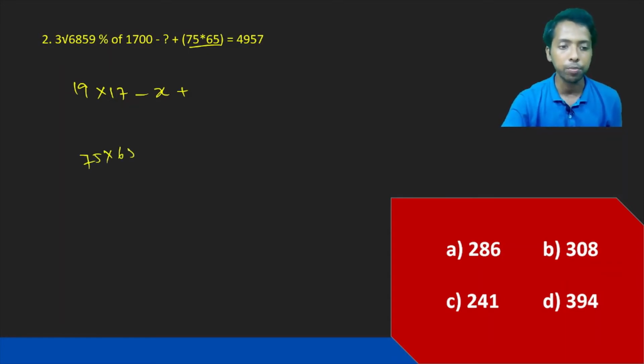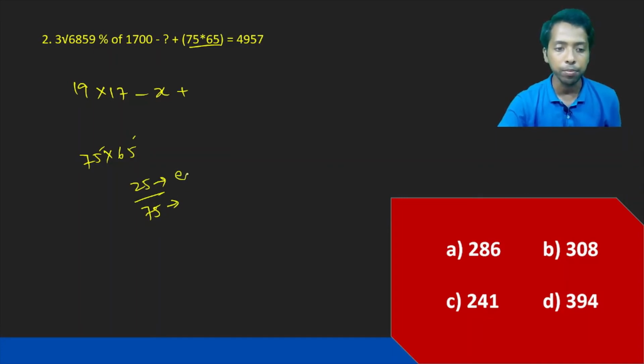75 into 65. So 5 into 5, it is either 25 or 75. Why follow which one? See, 25 comes if the sum of the numbers is even. 75 comes if the sum of these numbers is odd. Which are the numbers on which we have to follow 25 and 75?